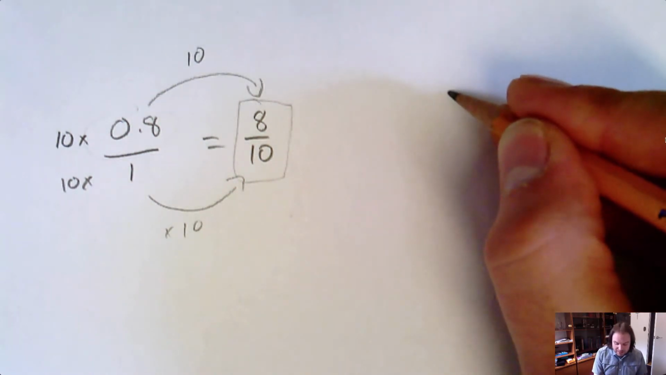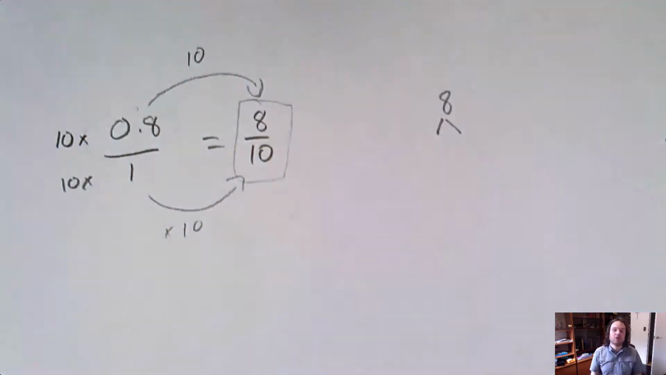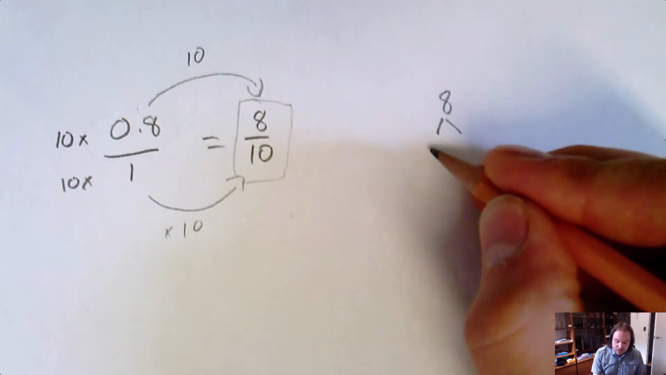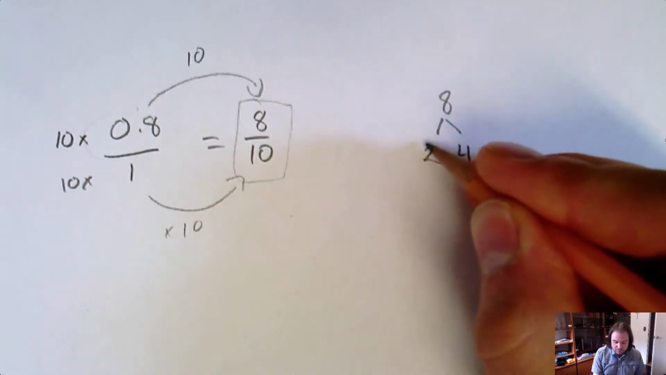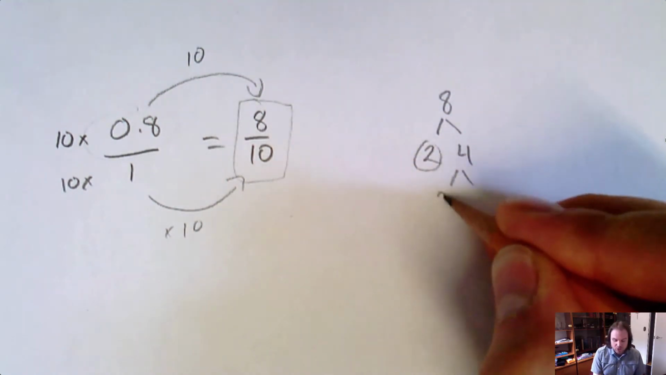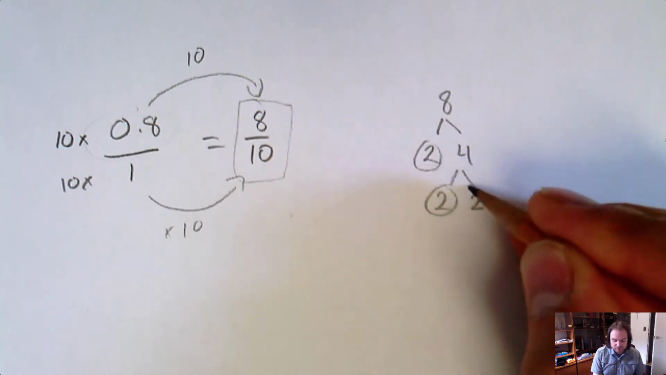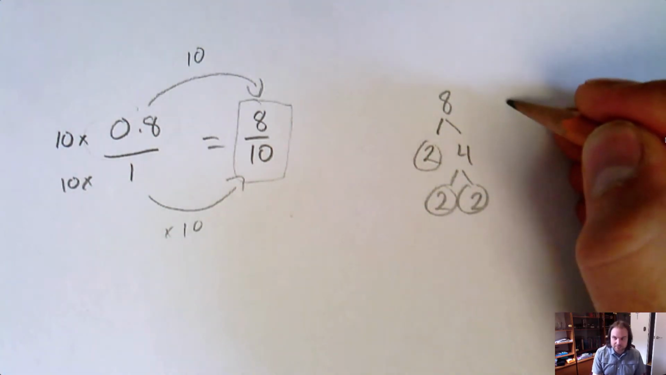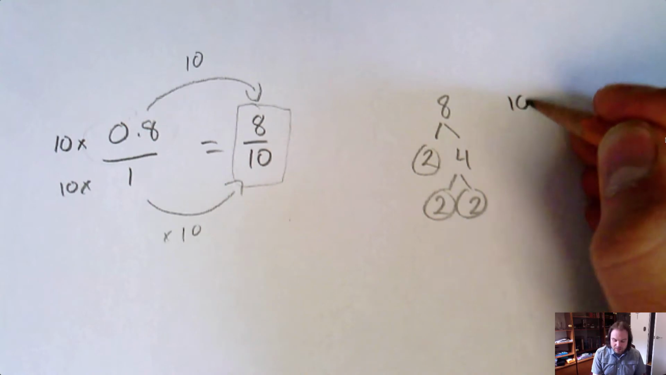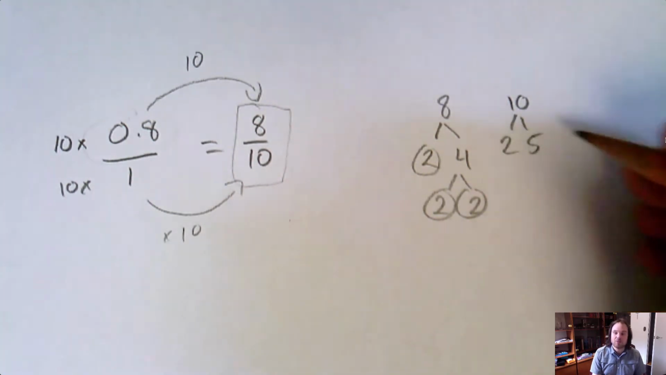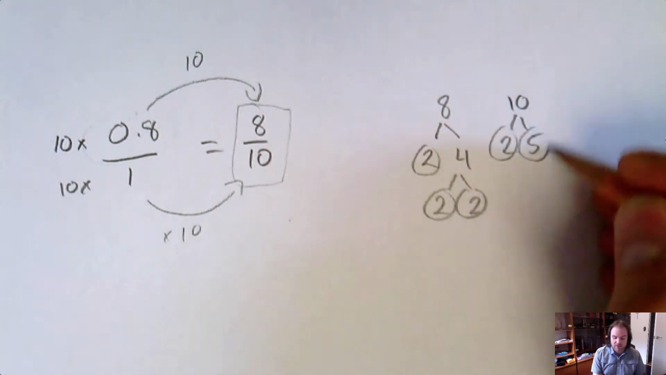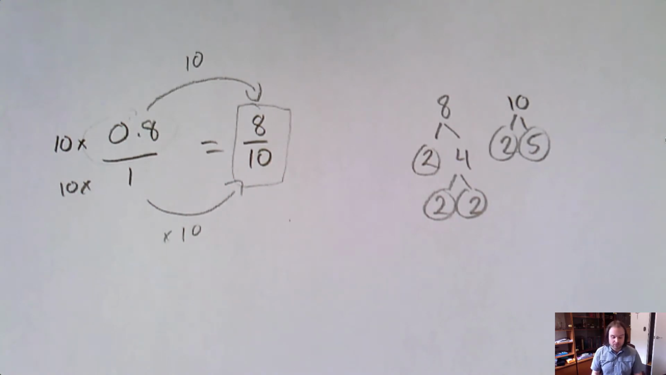Well, let's look at 8. 8 can be broken down, if you remember our prime factorizations, into 2 times 4. 2 is prime. We could break down 4 into 2 times 2. Now let's look at 10. 10 can be broken down to 2 times 5. Both 2 and 5 are prime, because they can only be divided by 1 and themselves.